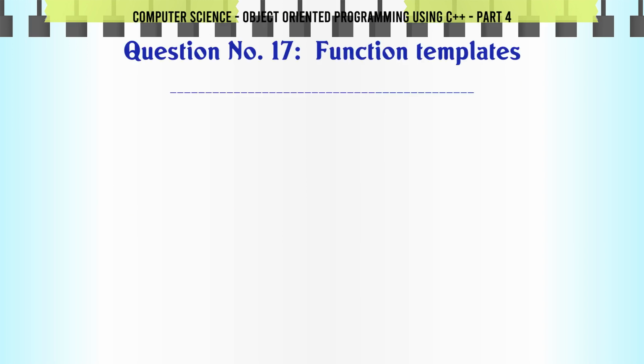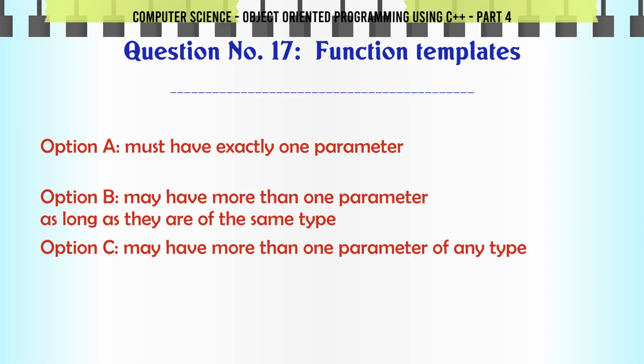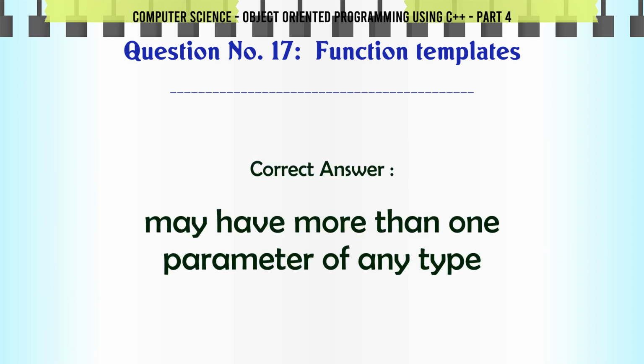Function templates: A. Must have exactly one parameter. B. May have more than one parameter as long as they are of the same type. C. May have more than one parameter of any type. D. May not have parameters. The correct answer is may have more than one parameter of any type.